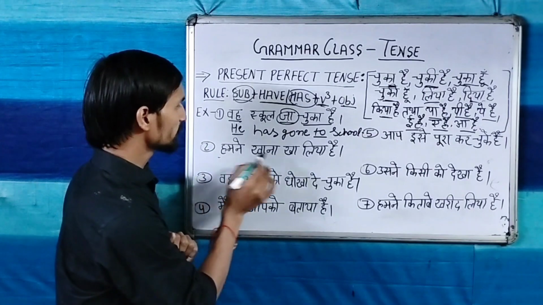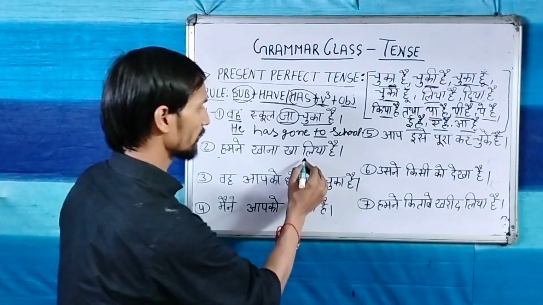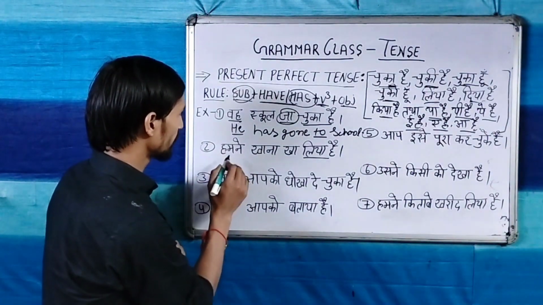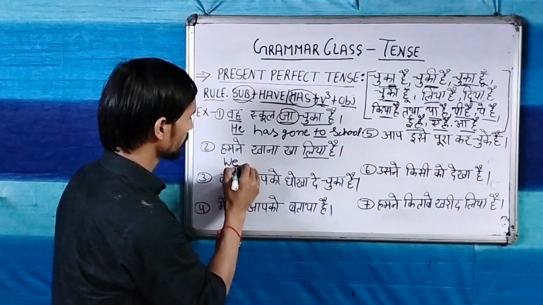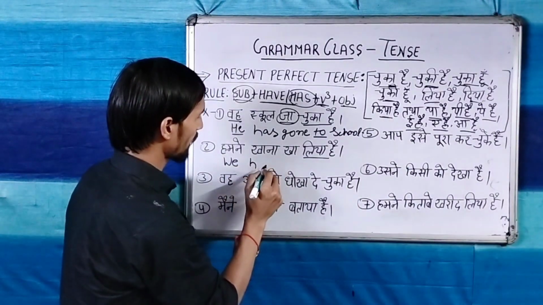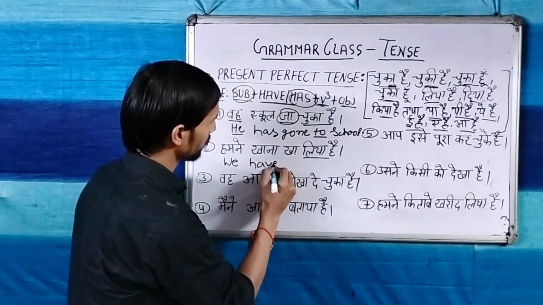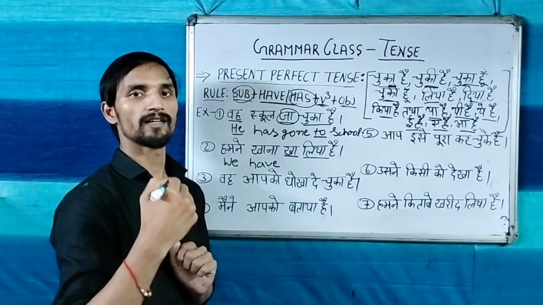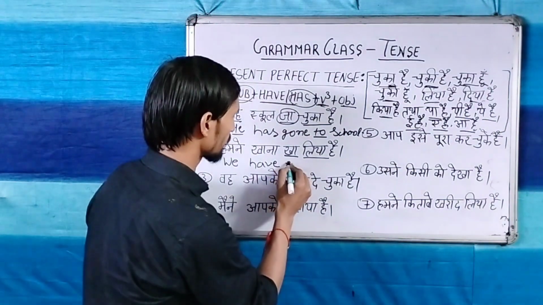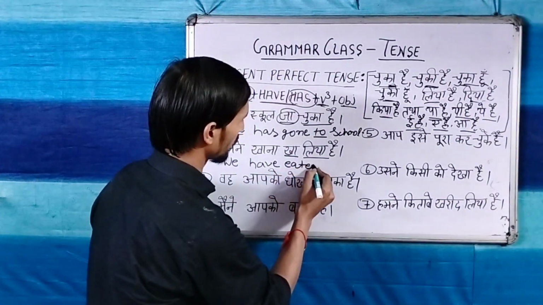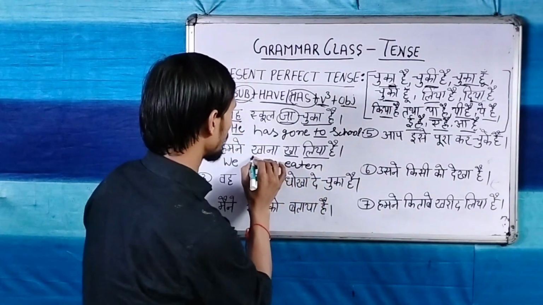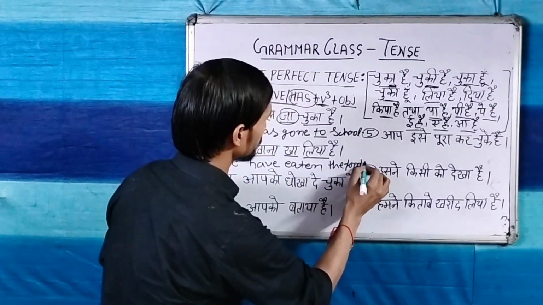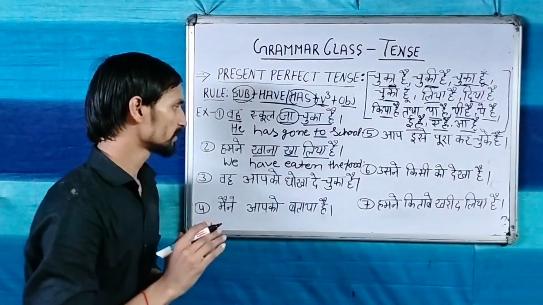Now second sentence, हमने खाना खा लिया है. So it is the identity of present perfect tense. Now let's make this sentence. हमने, it means we, with we, helping verb have, we have. Now खाना, it means eat, the third form of eat, that is eaten. We have eaten. खाना, the food. We have eaten the food. Now this sentence is totally complete.